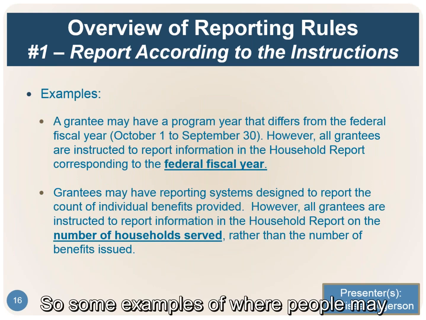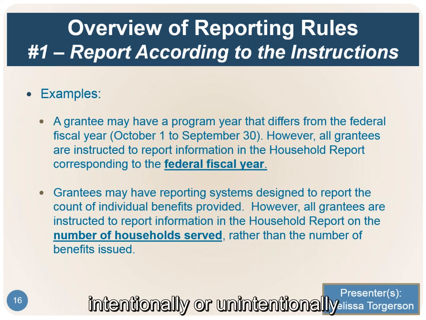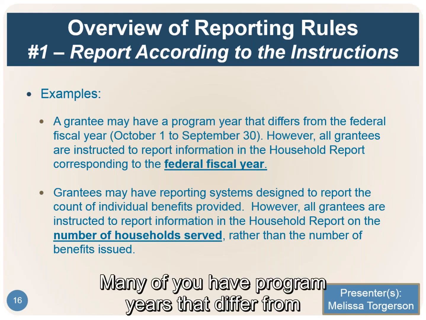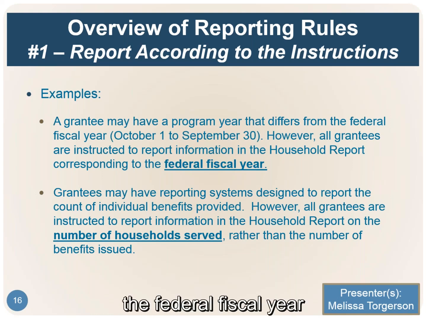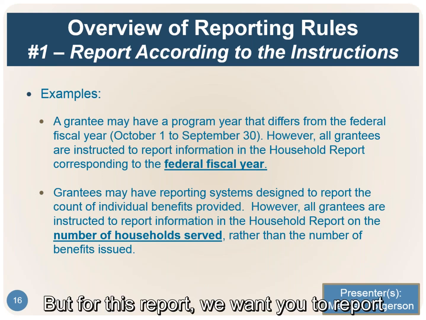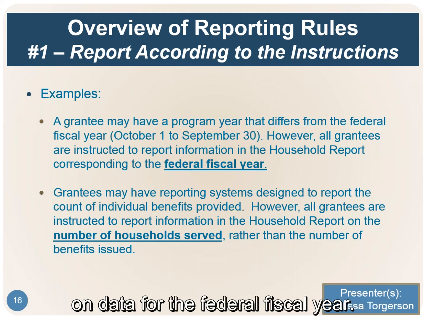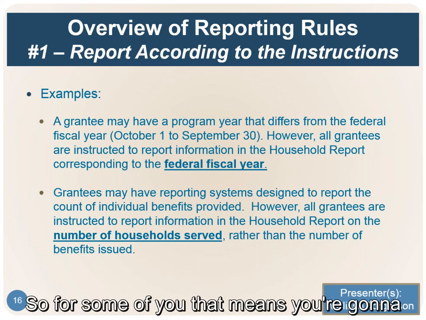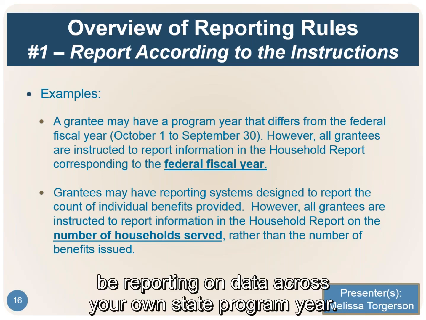So some examples of where people may intentionally or unintentionally forego the official instructions. Many of you have program years that differ from the federal fiscal year, which is October 1st to September 30th. But for this report, we want you to report on data for the federal fiscal year. So for some of you, that means you're going to be reporting on data across your own state program years.